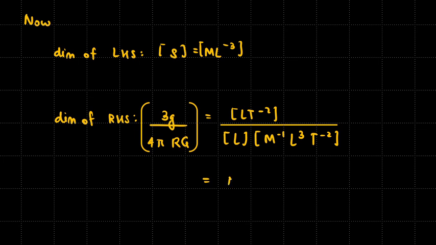Going up, it will be M to the power 1. Similarly, let's look at length. Here this length and this length can cancel out, which means the length will be L to the minus 3. Similarly, the time and time also cancel out, so this will be our result. If you see, the dimension of LHS and the dimension of RHS are equal.